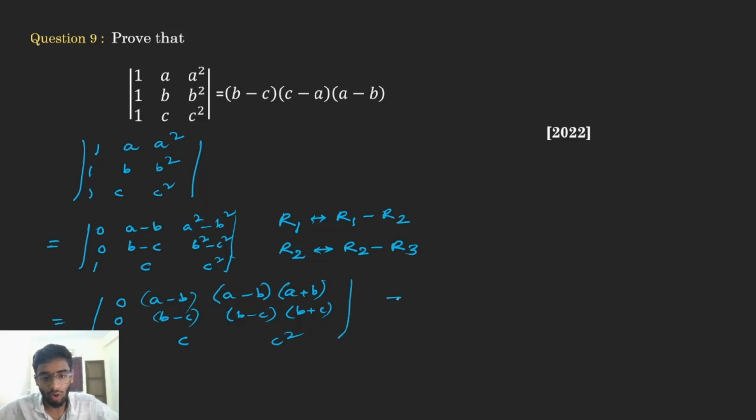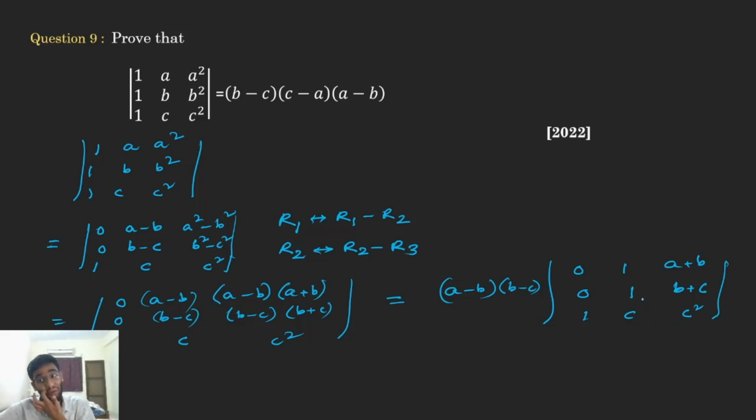Now if you take A minus B common from the first row, the first row is going to be 0, 1, A plus B. If you take B minus C common from the second row, it is going to be 0, 1, B plus C, and the third row stays the same. Now from that one we just have to solve. We just have to find the third factor, which is C minus A.